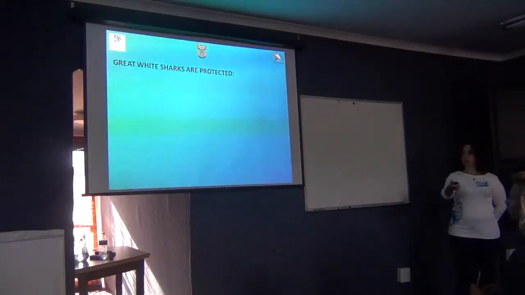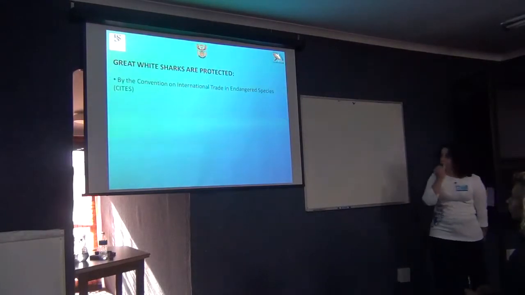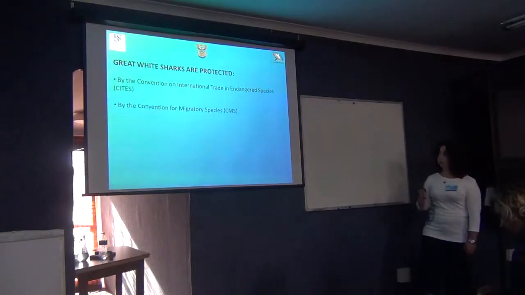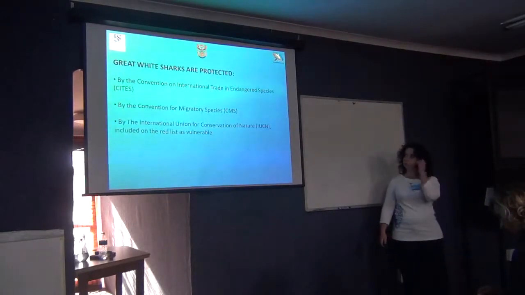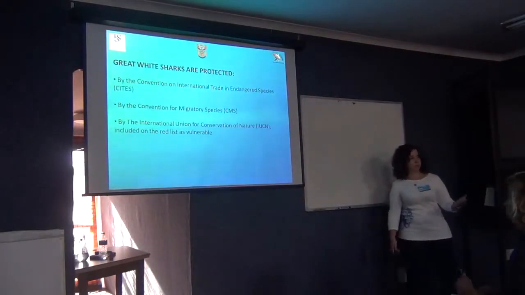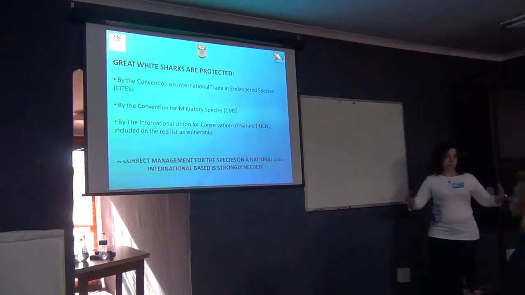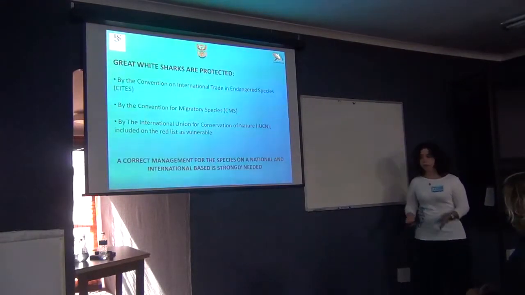Okay, now let's see. Great white sharks, for a change. We know that it is one of the most protected elasmobranchs in the world, protected by CITES, protected by the Convention on Migratory Species, and listed by the IUCN as vulnerable. Being so protected means that on paper nobody can catch it or actually kill it.